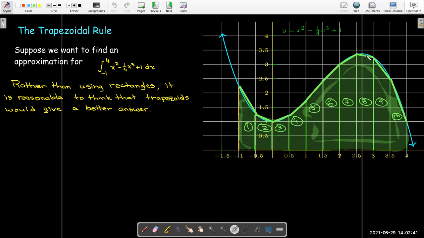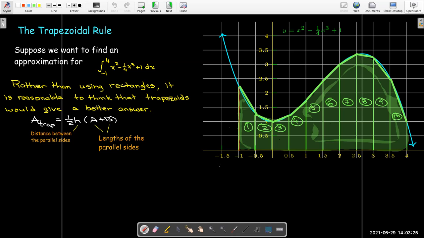And again, just by looking at this, you can see that it seems like these secant lines are very good approximations of the function, at least when you have a small enough delta x. So we would expect to get a better answer. So let's just remember, if I'm trying to find the area of a trapezoid, it's 1/2 h times the quantity a plus b. H in this case is the distance between the parallel sides, while a and b are the lengths of the parallel sides. And so in every trapezoid, h is the same as delta x. And so my parallel sides here would be the function value at the left endpoint and the function value at the right endpoint.